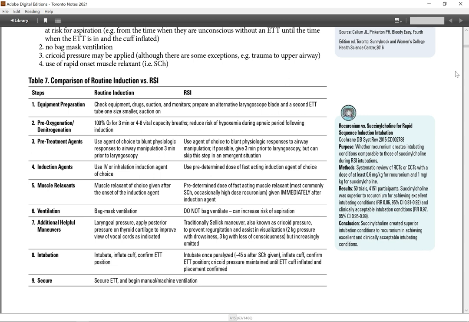Step 3, pretreatment agent. Routine induction, we use an agent of choice to blunt physiologic responses to airway manipulation 3 minutes prior to laryngoscopy. RSI, we use an agent of choice to blunt physiologic responses to airway manipulation. If possible, give 3 minutes prior to laryngoscopy, but can skip this step in an emergent situation.